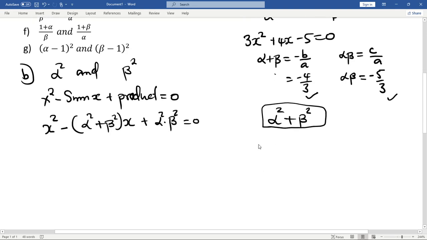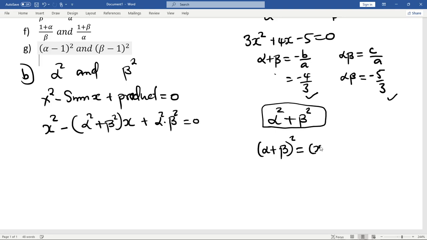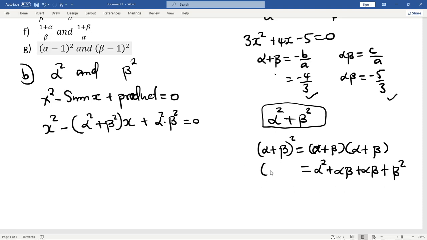Now, if we get alpha plus beta, the sum, if we square it, we're going to have alpha plus beta and also alpha plus beta this side here. Then when we multiply alpha times alpha, we're going to get alpha squared. Alpha times beta here, we're going to get alpha beta. Beta times alpha, we get alpha beta here. Beta times beta here, we're going to get beta squared. Now, remember, this side we have alpha plus beta squared like this.